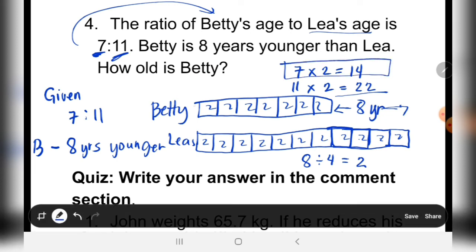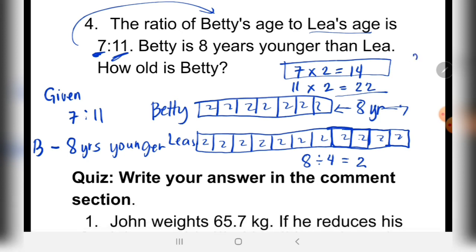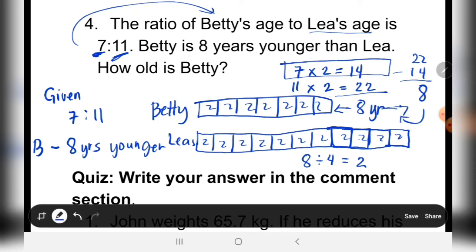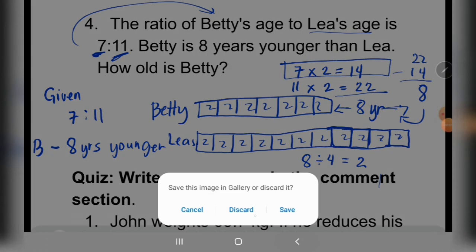Can we check if Betty is younger than Leia? 22 minus 14 is 8. That solves our problem, that Betty is 8 years younger than Leia.